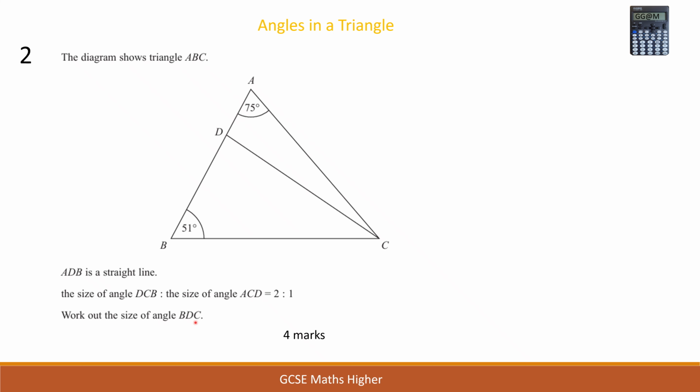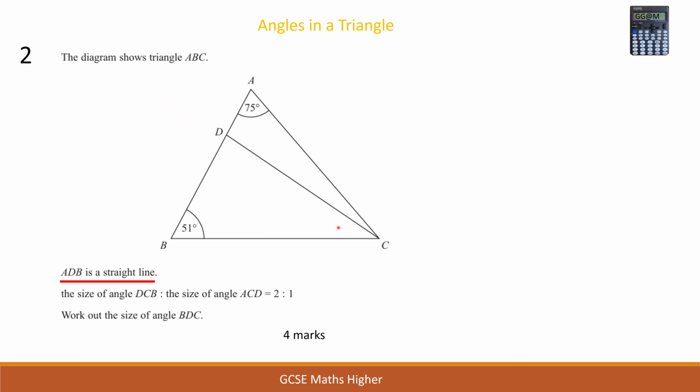Fantastic. So you've hopefully had a go at doing this question. The keywords of this question are that these points here, A, D and B, as you can see in the diagram, are in a straight line. And you're told of the angle DCB. So that starts at angle D, goes down to C and then back up to D, C and then comes across to B. And the size of ACD is in the ratio 2 to 1.